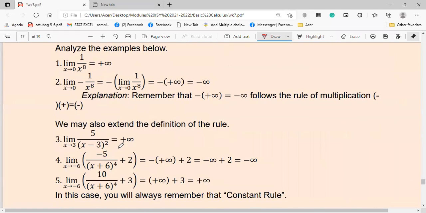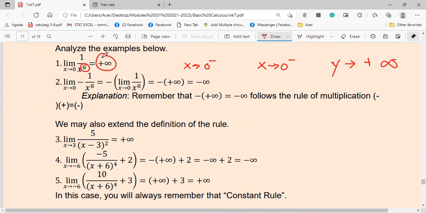So, let's move here. Ito yung tinutukoy natin class. X approaches 0. At dahil even ito, ang left at saka yung right, pareho ang pinupuntahan ng y. Positive infinity. Kaya ang sagot mo, positive infinity. Hindi pwedeng DNE ang sagot mo, class. You have to be specific.